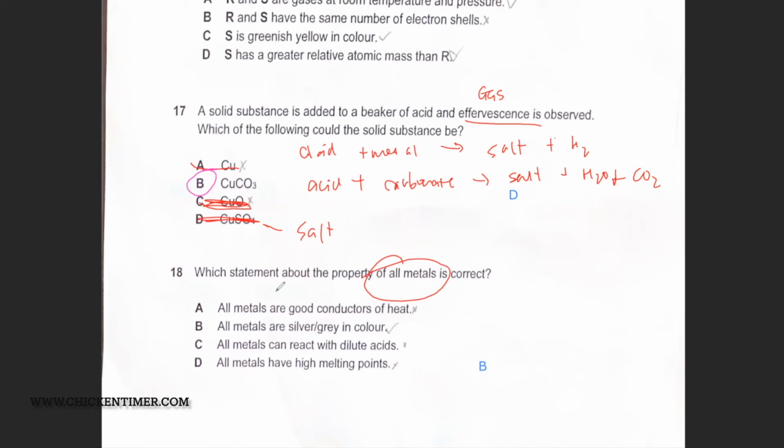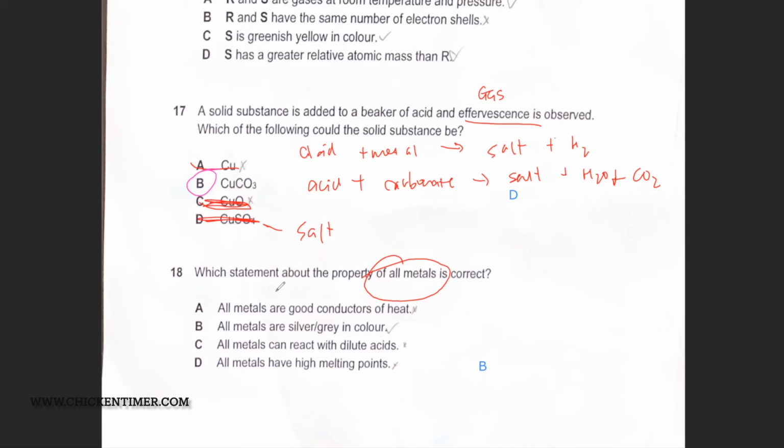See, so what about gold? Is it a metal? Gold is a metal and it's not silver or gray in color. So what I do for such a question is, they say which statement about the property of all metals is correct. I would think about whether there are any metals that can fall out of the criteria. So like, if I say all metals are silver or gray in color, then I will start thinking about whether there is any metal that is not silver or gray in color. So then I found one. That means that statement is wrong. Copper metal is also not silver or gray. So that is another metal that falls out of that criteria.